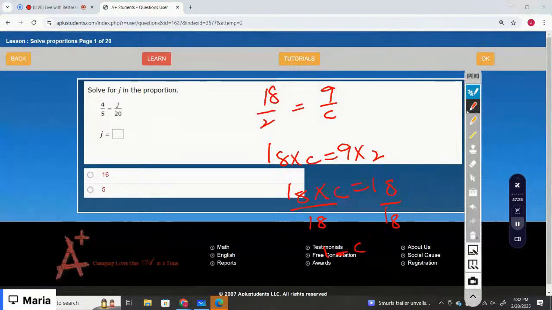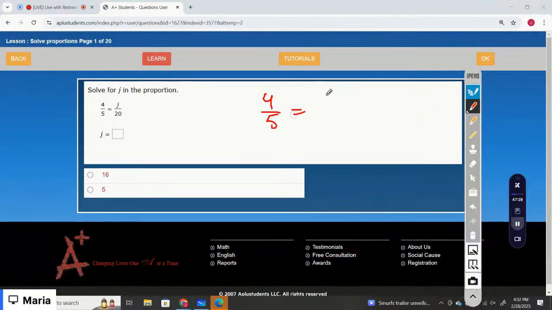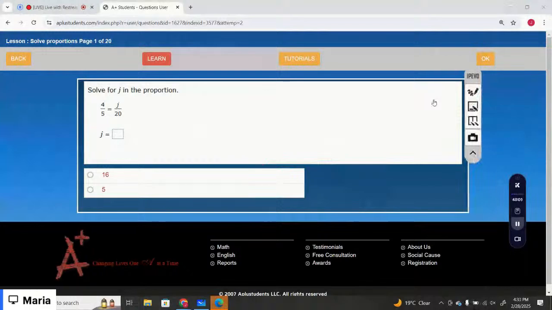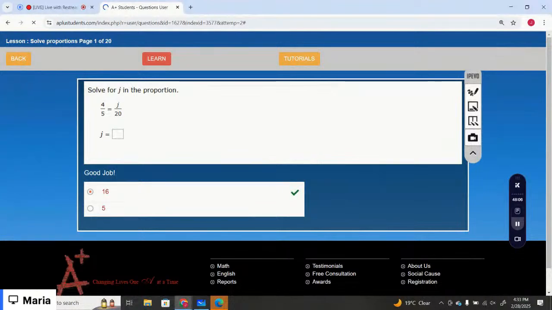Solve for J in the proportion. So let's just cross multiply: 4 over 5 equals J over 20. So 4 times 20 equals 5 times J. Now divide both sides by 5. So J equals 16. Option number 1 is the correct option, that is J equals 16.